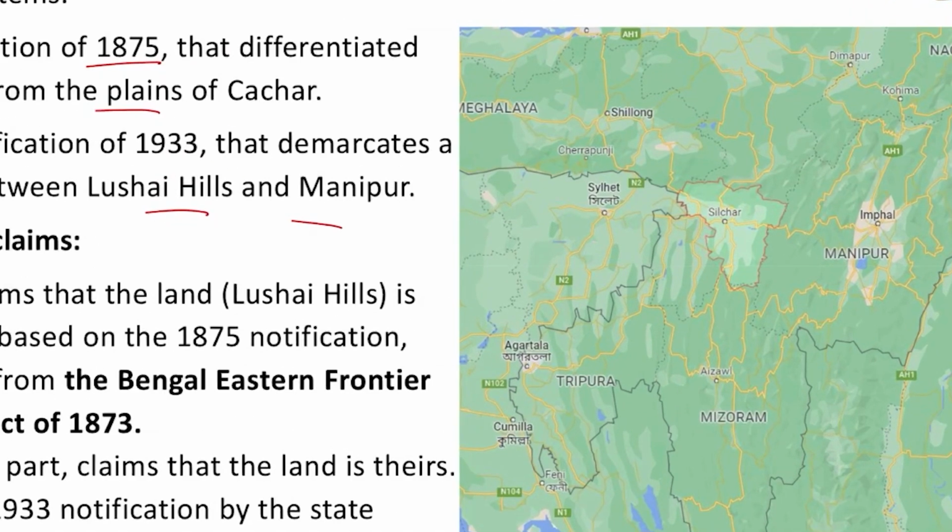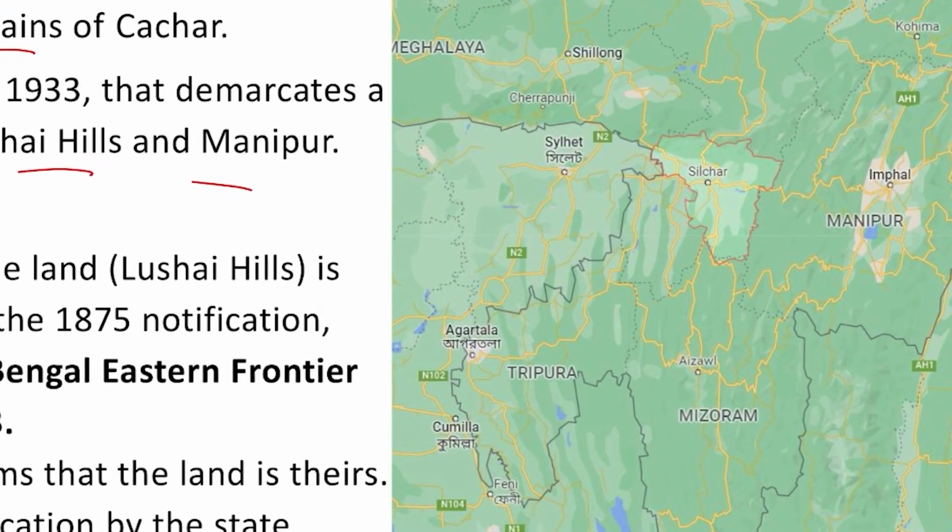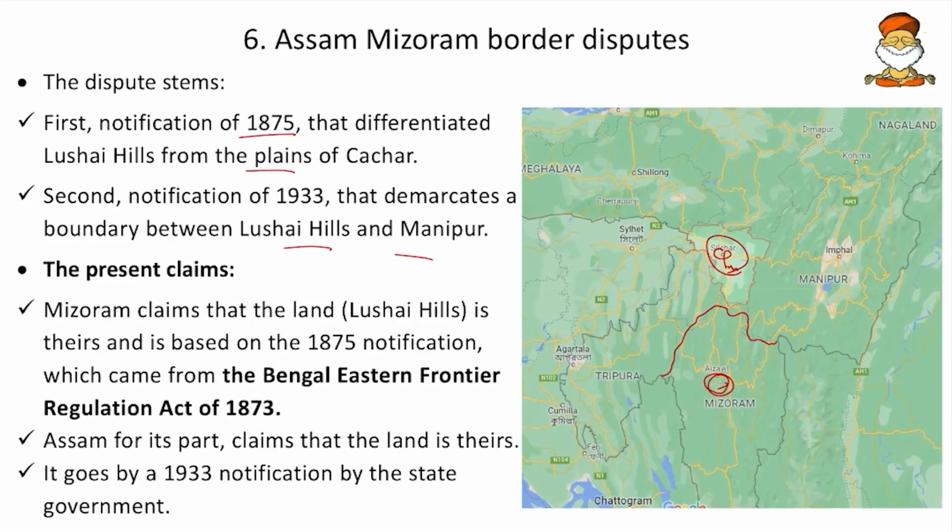So, friends, here Lushai Hills means Mizoram. Lushai Hills comes somewhere here. Lushai Hills itself is given the name Mizoram. So, whenever the border is drawn like this, here we have the Kachar plain, which is marked in red. So here this border, whether it should cover the Kachar plain or whether it should not cover the Kachar plain, that is the issue.